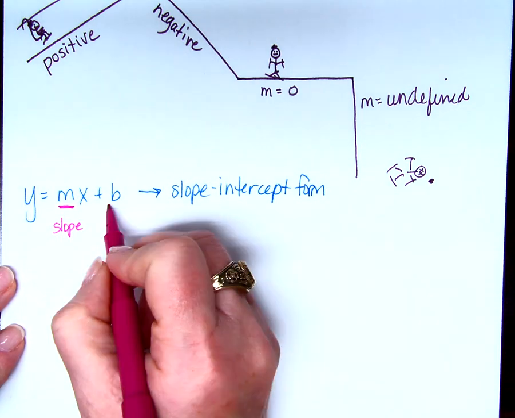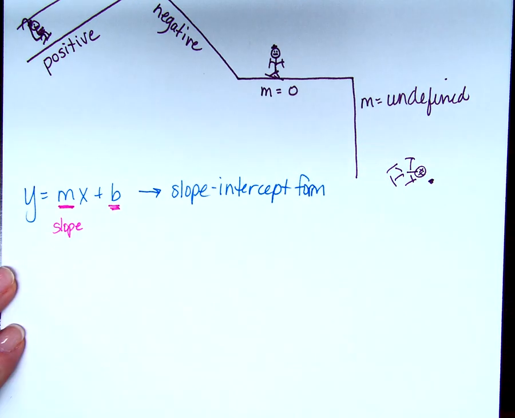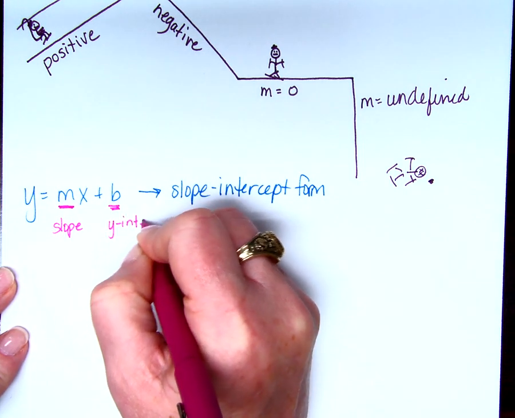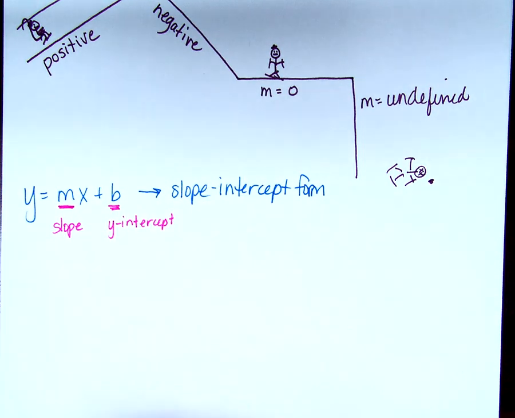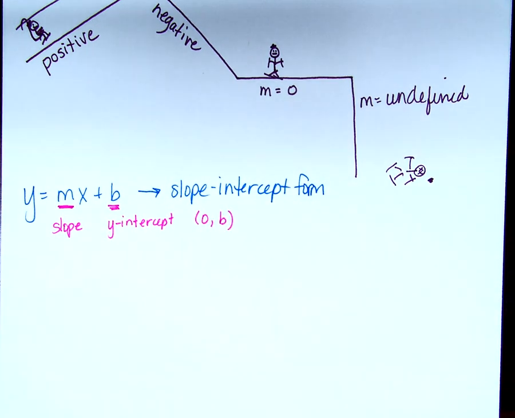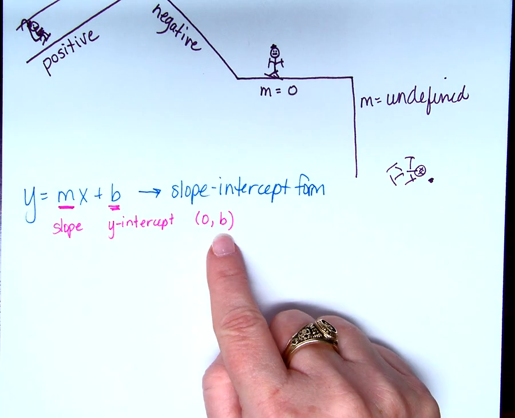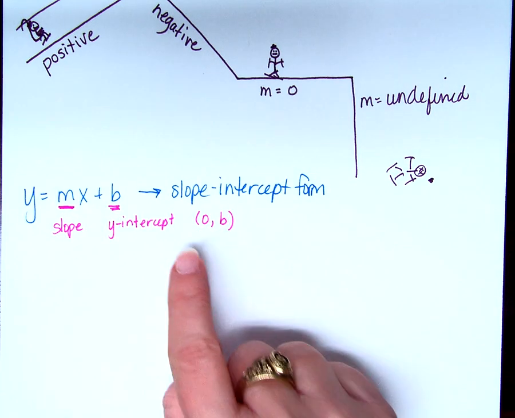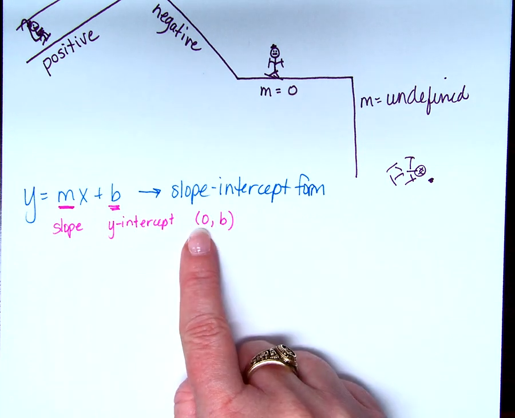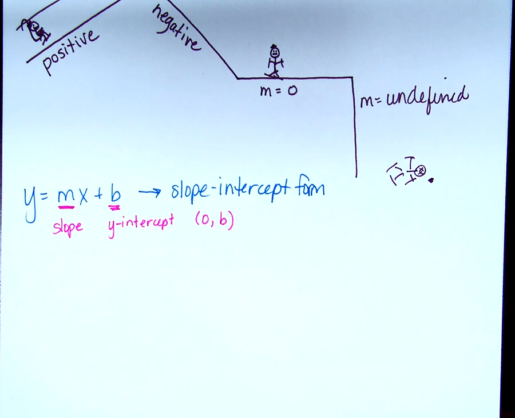In slope-intercept form, what is your B? Your intercept, what kind of intercept? Your y-intercept. Specifically, your y-intercept is at 0, b. It's a point, right? It's a point on the y-axis. Why is it 0, b? If it's on the y-axis, how far left or right have you gone? Nothing, right? You've only gone up or down b units. Does that make sense? Okay.